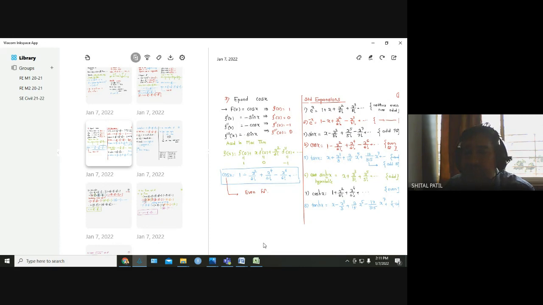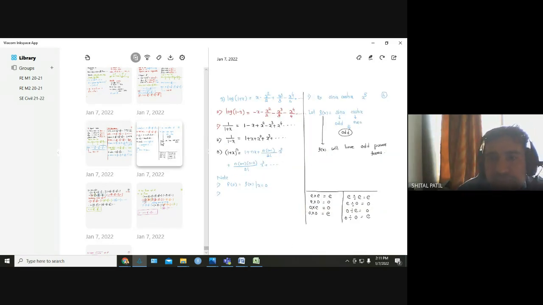In the same way, we can write the expansion of sine hyperbolic of x, cos hyperbolic of x, tan hyperbolic of x. Then we have written the expansion of log 1 plus x, that is x minus x square by 2 plus x cube by 3 minus x raised to 4 by 4. Then log 1 minus x is written, x is replaced by minus x. Then 1 upon 1 plus x, 1 upon 1 minus x, and 1 plus x raised to n is written.